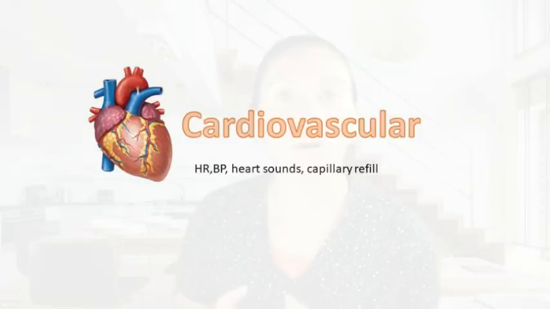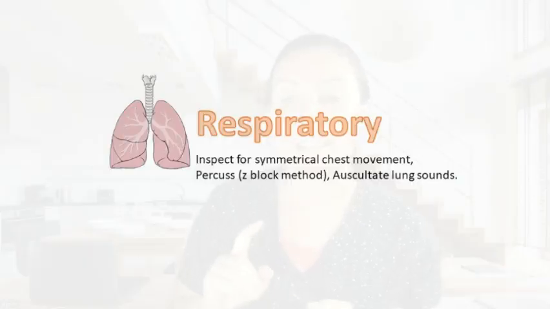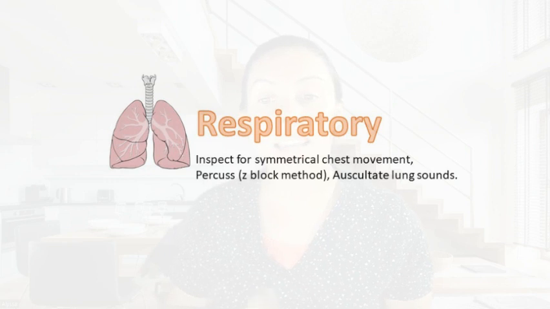Then we'll move on to cardio. The things that we're going to look for about the heart are obviously heart rate, blood pressure, heart sounds, and capillary refill. Then our respiratory system, we're going to look at the chest and check for symmetrical movements. We're going to percuss in a Z-block method and listen to lung sounds.